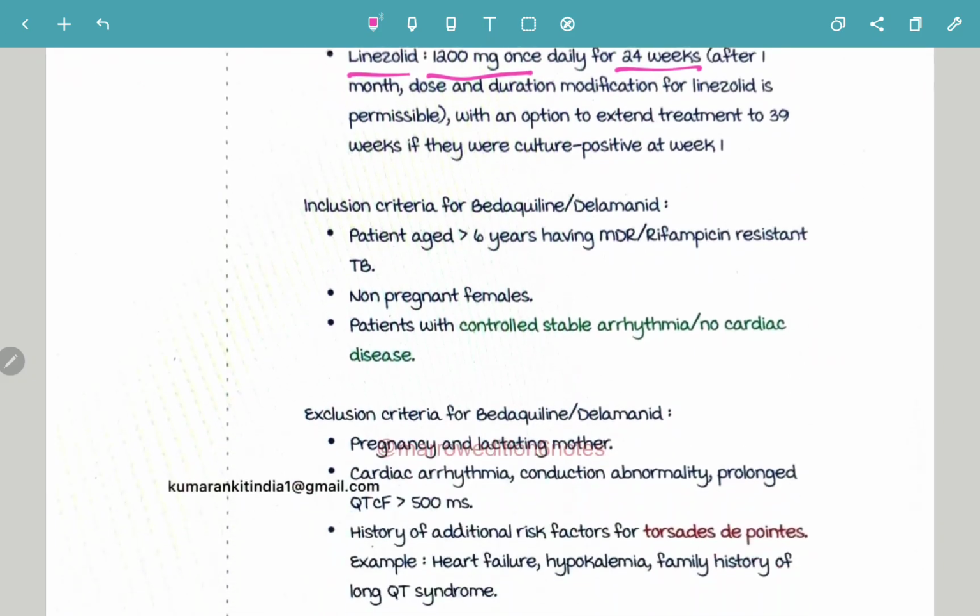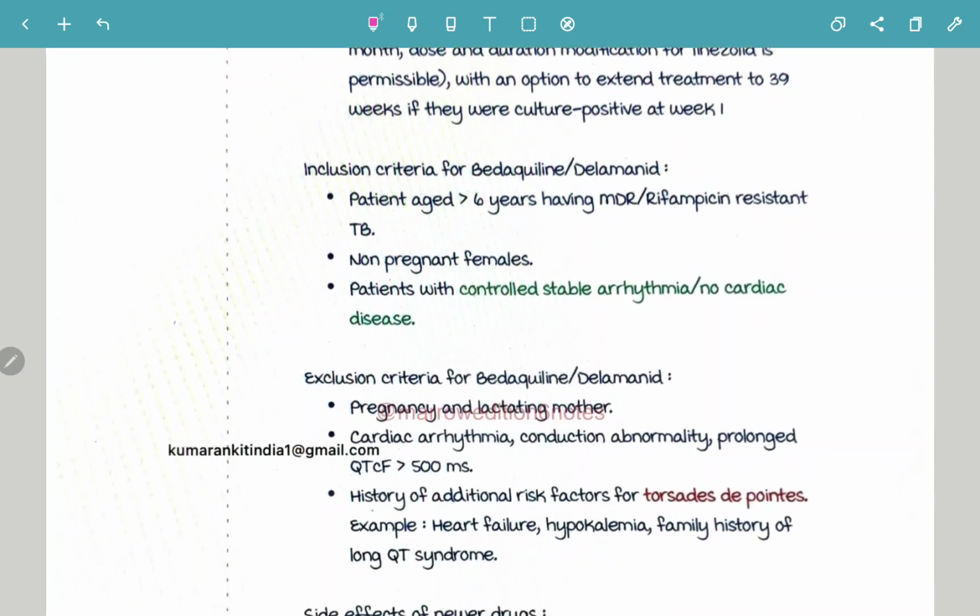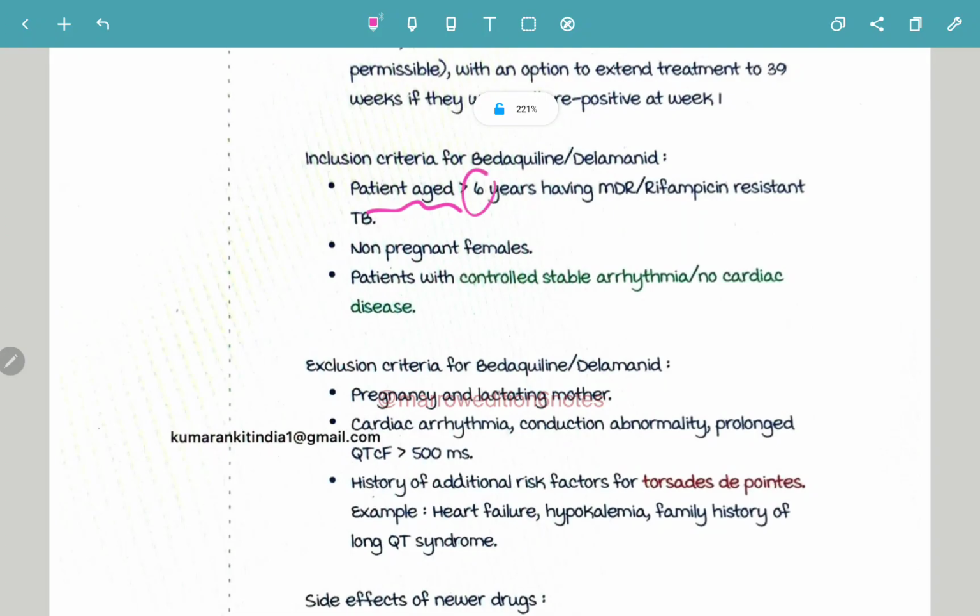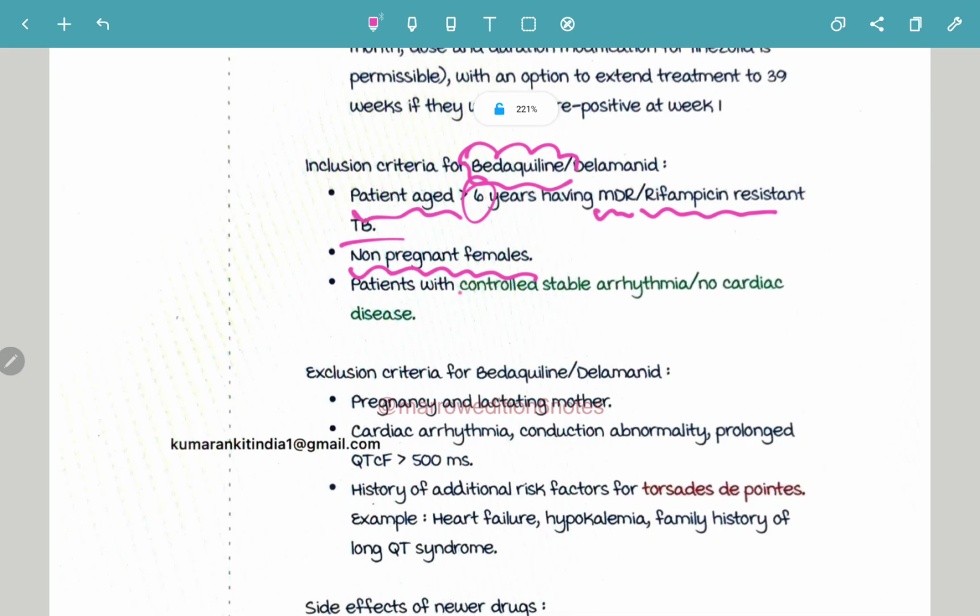Inclusion criteria for bedaquiline or delamanid: the patient should be aged more than 6 years, having multi-drug resistant or rifampicin resistant TB. They must be definitely a non-pregnant female because bedaquiline is contraindicated in pregnancy. Patient with controlled stable arrhythmia, or no cardiac disease. So if at all there is arrhythmia, the patient must be controlled and stable, and no cardiac diseases must be there.